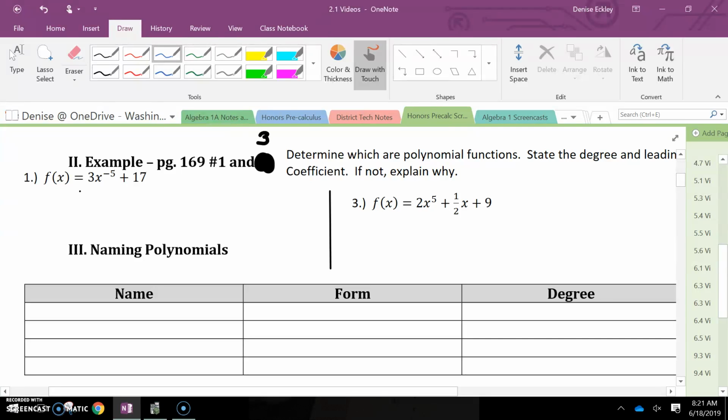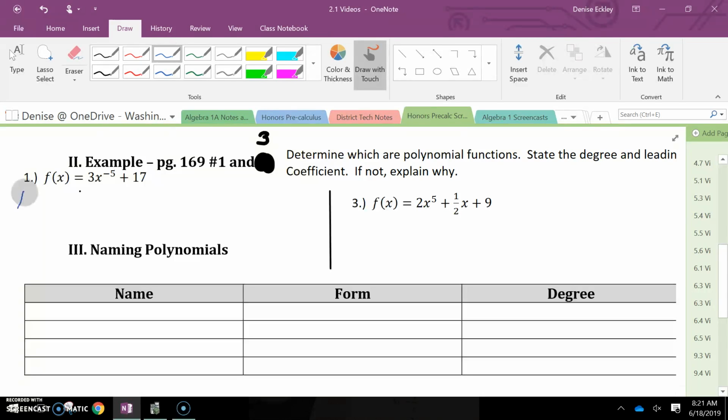Page 169, numbers 1 and 3. We are to determine which are polynomial functions, state the degree and the leading coefficient, and if not, explain why. So number 1, the function is f of x equals 3x to the negative 5 plus 17.